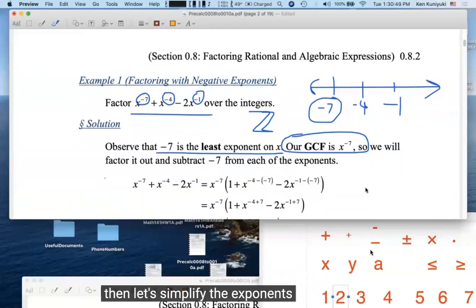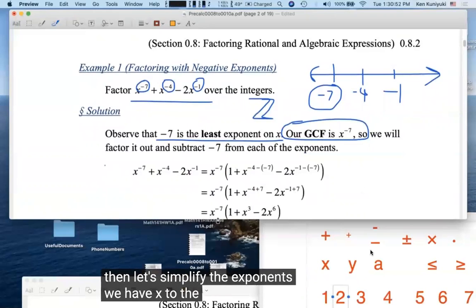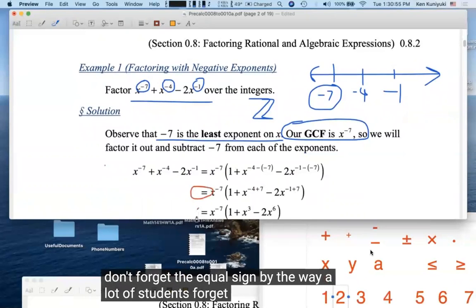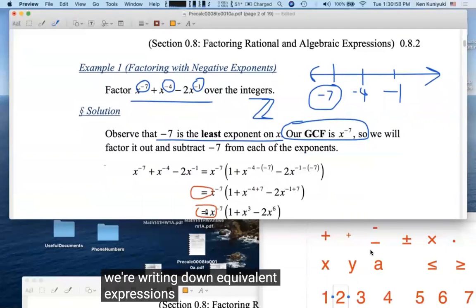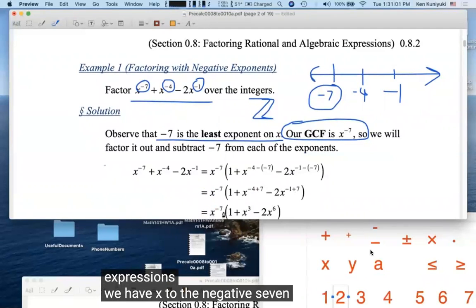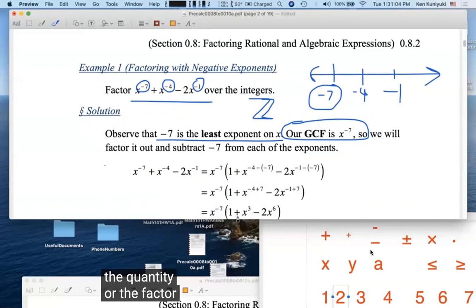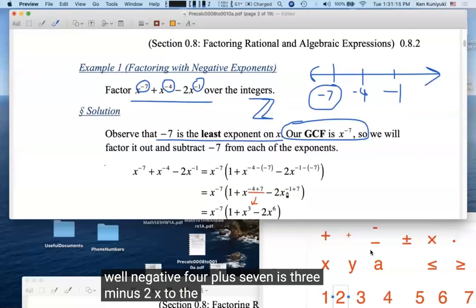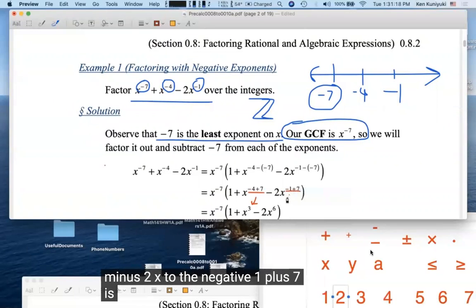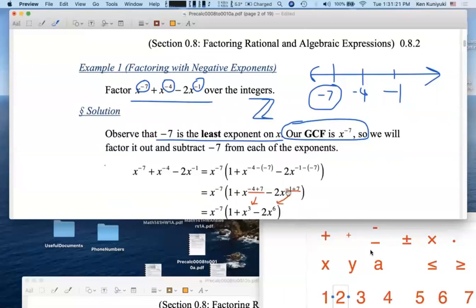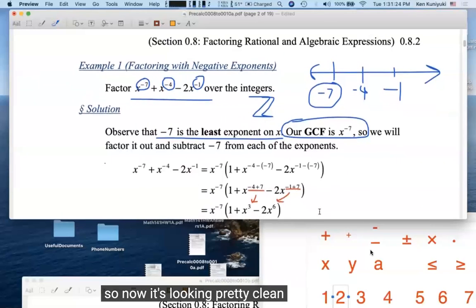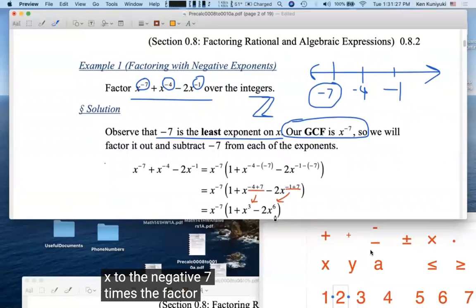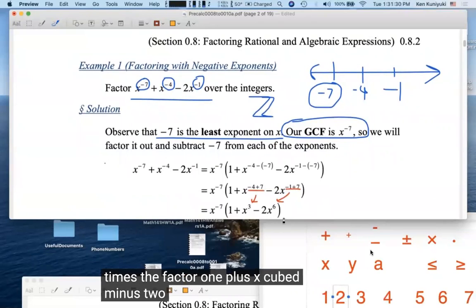Then let's simplify the exponents. We have x to the negative 7. And don't forget the equal sign, by the way. A lot of students forget that. We're writing down equivalent expressions. We have x to the negative 7 times the quantity, or the factor, 1 plus x to the, well, negative 4 plus 7 is 3, minus 2x to the negative 1 plus 7 is 6. So now it's looking pretty clean. We have x to the negative 7 times the factor 1 plus x cubed minus 2x to the 6th.